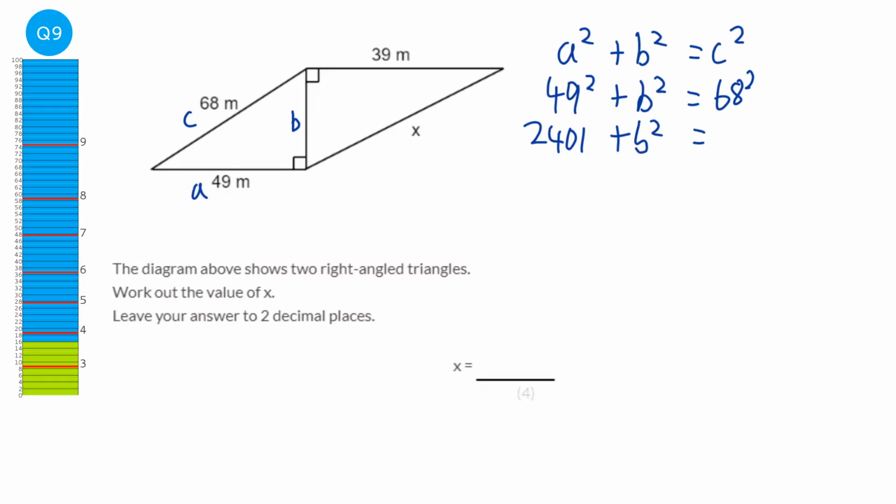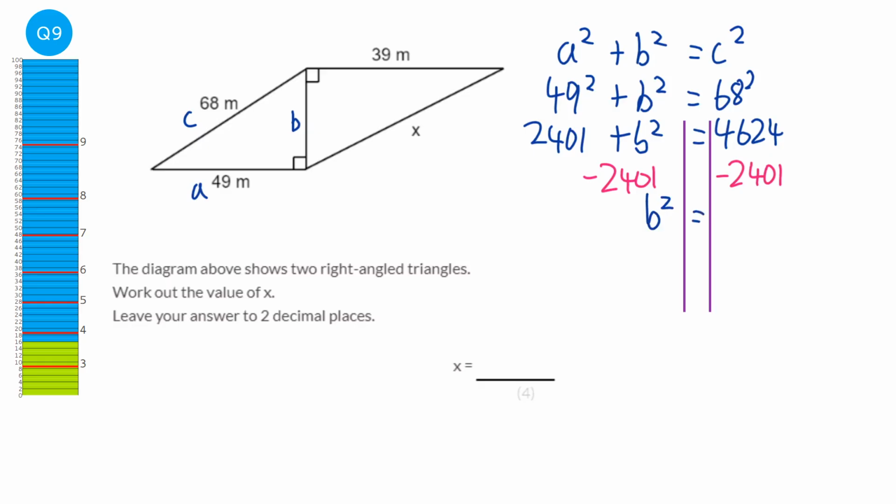And 68 squared is 4,624. So we are solving here, so let's get our lines down. And we're going to start by subtracting the 2,401 from both sides. So we've got b squared equals 2,223. Then we're going to square root both sides, and we've got b equal to 47.148 and so on.